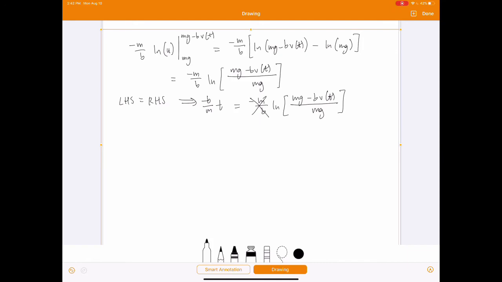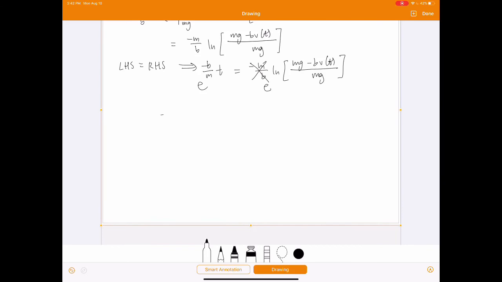What can I do to get rid of the natural log? Well, I can take e to the power of each side, right? So I can raise e to the power of the left-hand side and the right-hand side. And as long as I do it on both sides, it's perfectly valid. So on the left side, I have e to the minus b over m times time. If you take e to the natural log of anything, you just undo the natural log, right? So you just get mg minus b times v over mg like this.